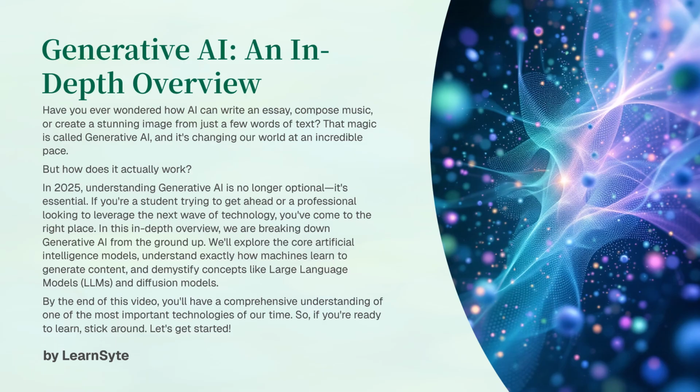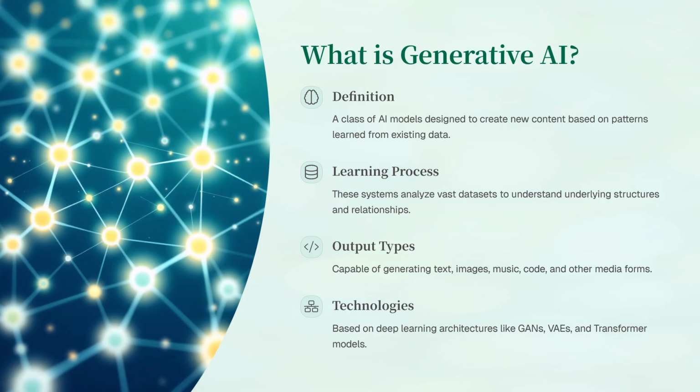Let's get started. What is generative AI? Definition: a class of AI models designed to create new content based on patterns learned from existing data. Learning process: these systems analyze vast datasets to understand underlying structures and relationships. Output types: capable of generating text, images, music, code, and other media forms. Technologies: based on deep learning architectures like GANs, variational autoencoders, and transformer models.